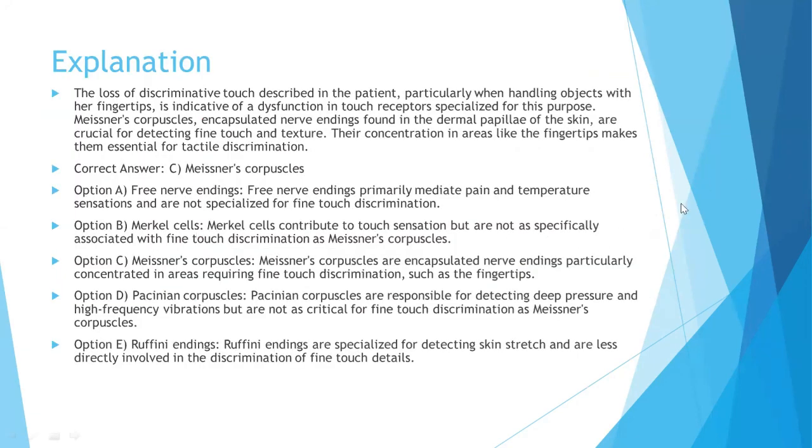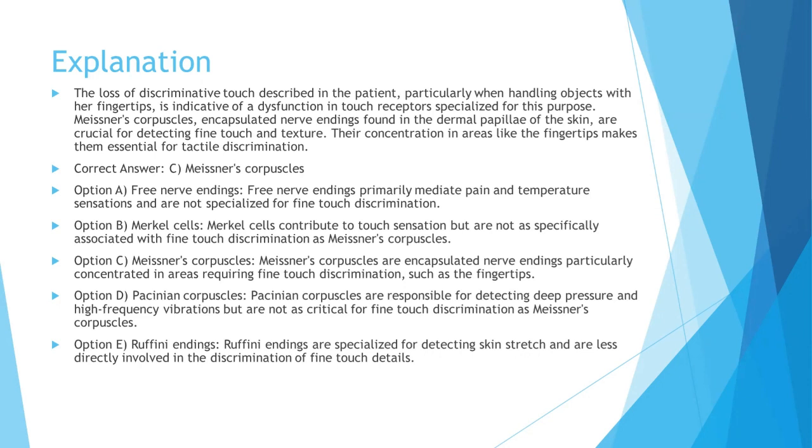Now, talking about our question, the loss of discriminative touch described in this patient, particularly when handling objects with her fingertips, is indicative of a dysfunction in touch receptors specialized for this purpose. Meissner's corpuscles, encapsulated nerve endings found in the dermal papilla of the skin, are crucial for detecting fine touch and texture. Their concentration in areas like the fingertips makes them essential for tactile discrimination. So, the correct answer is Meissner's corpuscles.